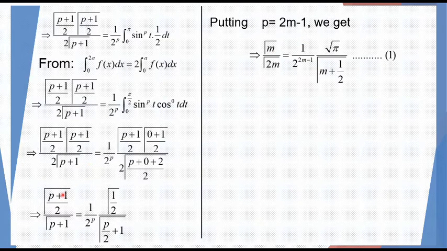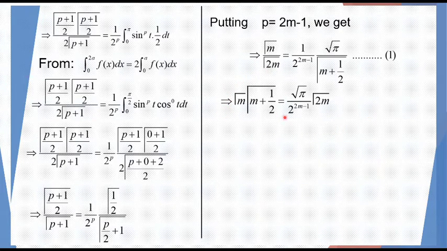So we get 2m minus 1 plus 1 is 2m, and 2m by 2 is m. So gamma m plus half, and 2m minus 1 plus 1, so only 2m remains, so gamma 2m equals 1 upon 2 raised to power 2m minus 1, gamma half is root pi, and this p plus 1 by 2 is converted into m plus half. Or take this gamma m plus half into the left hand side and gamma 2m into the right hand side. So this is the required duplication formula.